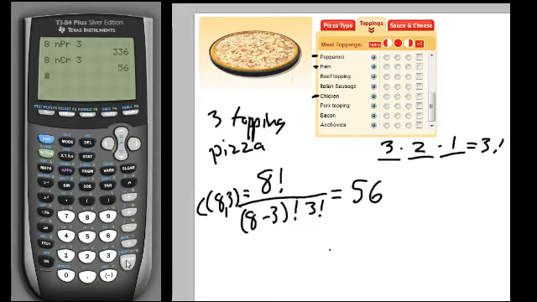So if we have 8 objects, and we want to choose 3 of them and the order does matter, like our swimming example, there are 336 different ways. If we have 8 objects and we want to choose 3 of them and the order doesn't matter, like our pizza example, there are 56 different ways. So that's the difference between permutations and combinations, and that's how we work them in the calculator.